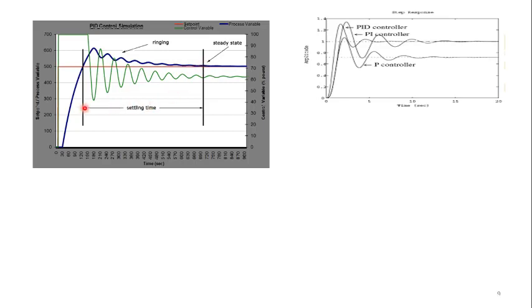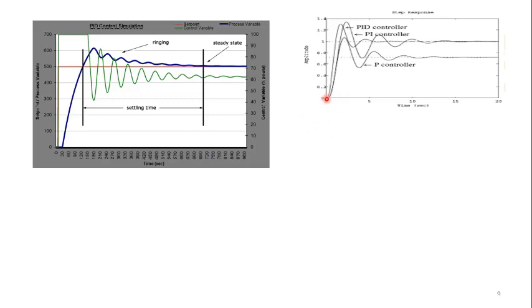The span between the first point where the set point was reached and the point where the set point has settled down, we call the settling time, and this horizontal line is called the steady state line.